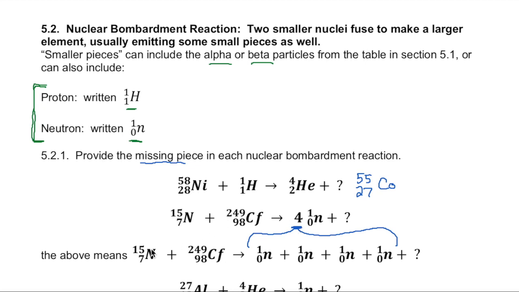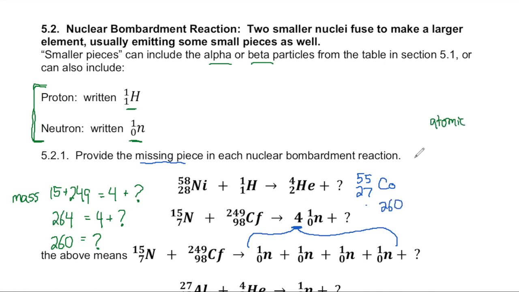All right, so let's go ahead and look at our mass numbers and our atomic numbers again. So for this, we have on the left 15 plus 249. And on the right, we have 1 plus 1 plus 1 plus 1. So I'm just going to write that as 4. And then we have the missing question mark here. So 15 plus 249 gives us 264, being equal to 4 plus the question mark, that means that our question mark has to be 260. Because 4 plus 260 would give us 264.